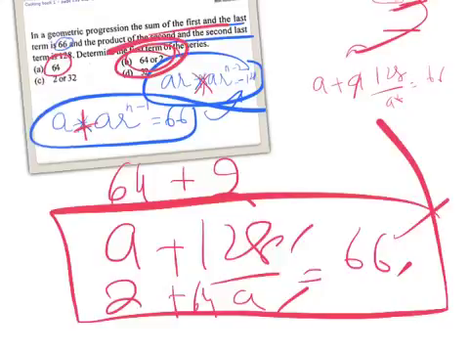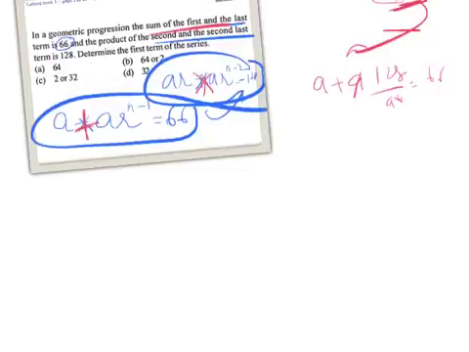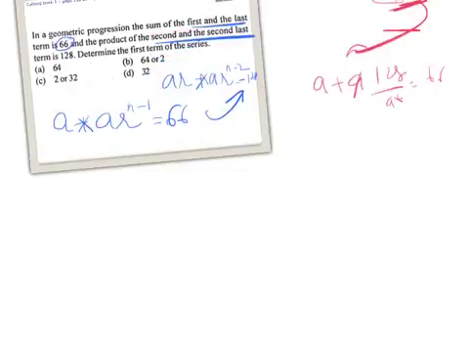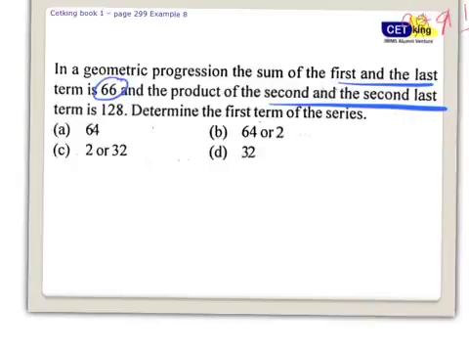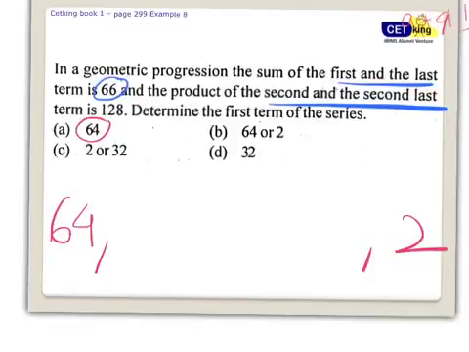ठीक है. In fact जब आपने ऑप्शन, आर यू विद मी? राइट. तो अगर यही करना था तो why we have solved this question in the first place? I can directly start with that only. If I remove all these things, sum of the first and last term is 66. So in option, the first term is 64. So I assume first term is 64 and last term is 2. Fine. The second last term is 128. Product of second and second last term is 128.